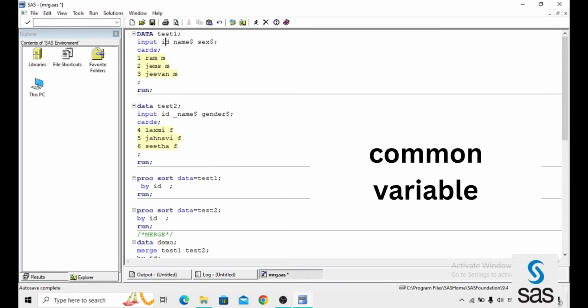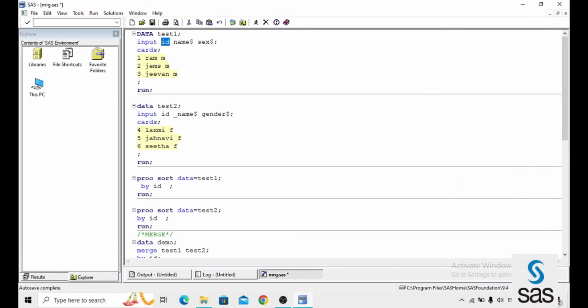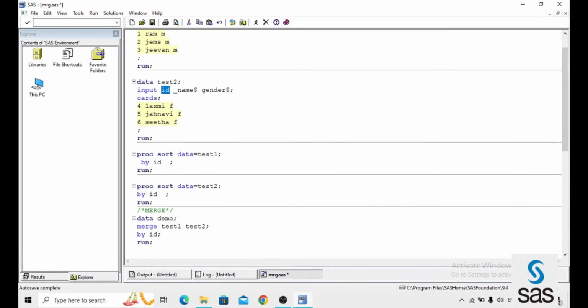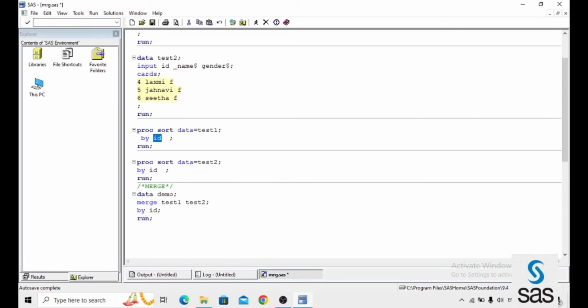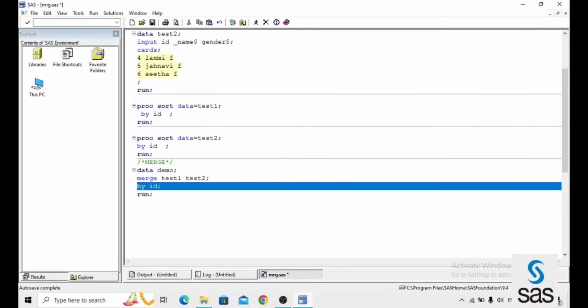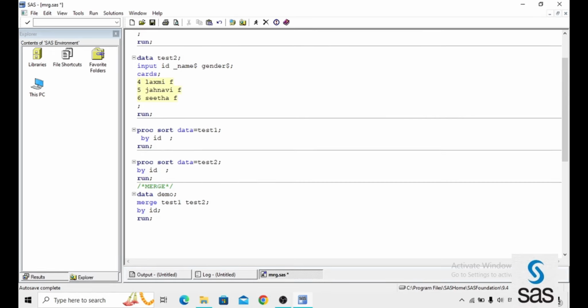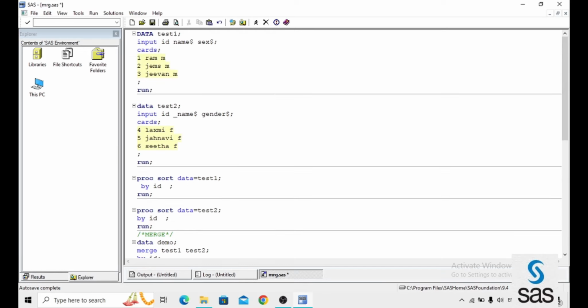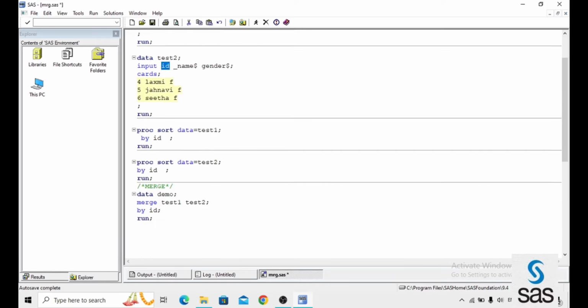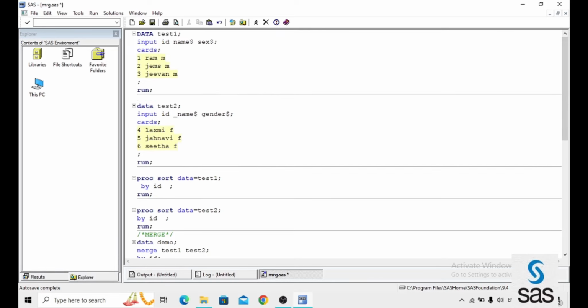Here I have a common variable ID, and in this dataset also ID. This is my common variable and we have to sort by that common variable only. And we have to use that common variable in the by statement of the merge. If you don't want a by statement, just skip it, and sorting can be skipped too. But in most situations we have to use a by statement with the common variable, and there must be a common variable in the two datasets. Got it?